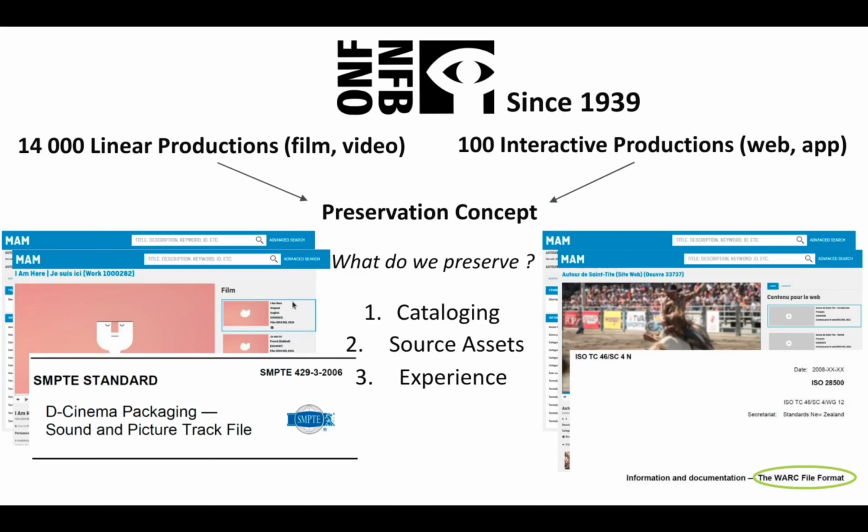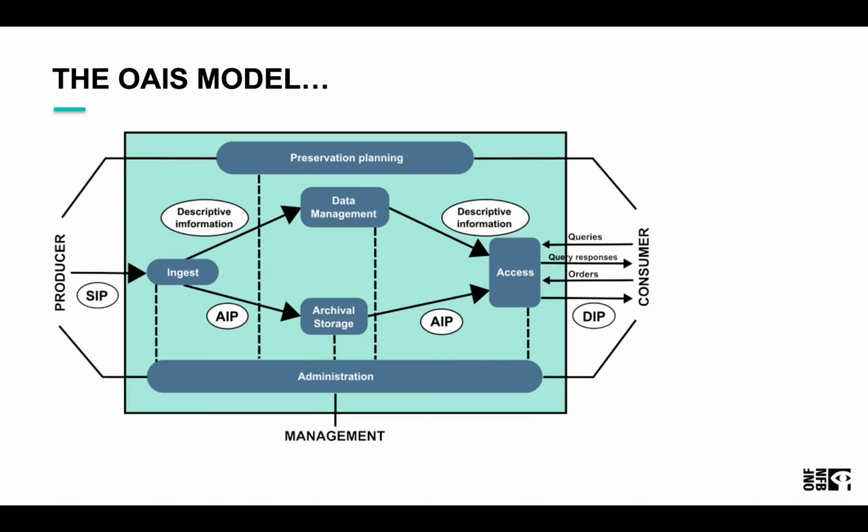For the movies, we follow standards like SMPTE standards. We describe the audio and video file format. And for the interactive work, we use the WARC file format. This is the well-known Open Archival Information System model. And we try to use it for interactive materials like we are using it for linear material.